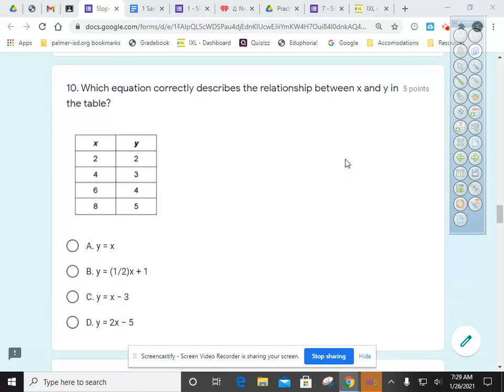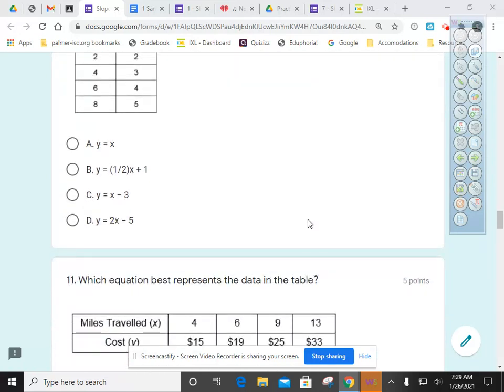Number 10, which equation correctly describes the relationship between x and y in the table? So you're just going to fill them in. See which one is true. A, y equals x. B, y equals 1/2 x plus 1. C, y equals x minus 3. D, y equals 2x minus 5.